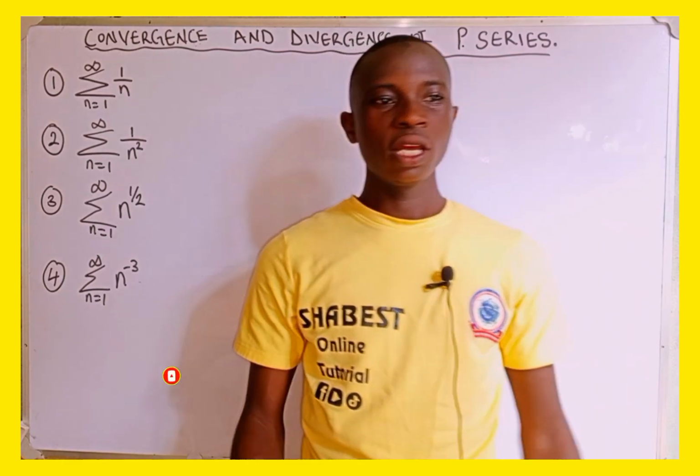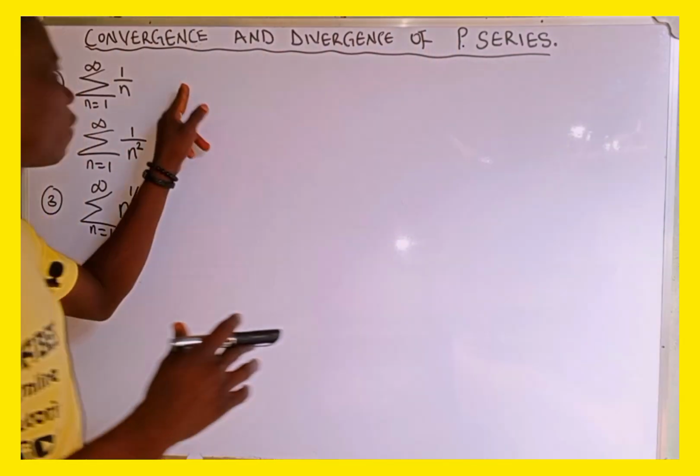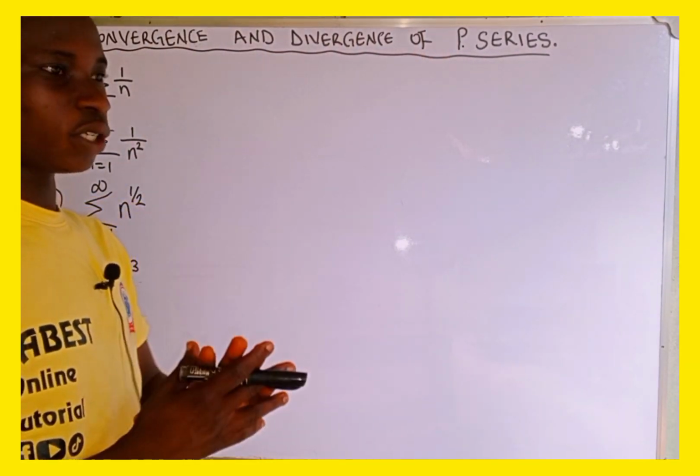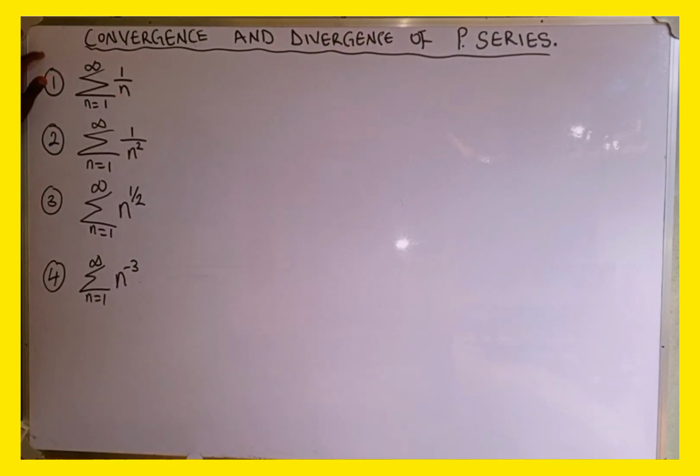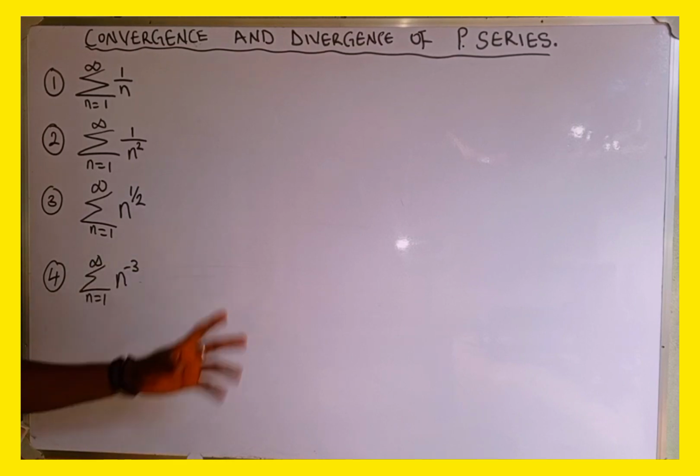The question on the board is convergence and divergence of P series. We have been given these series on the board from number 1 to 4. We are going to check whether the following series converge or diverge.